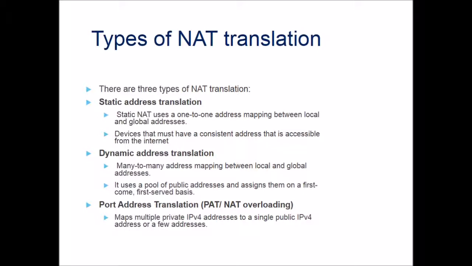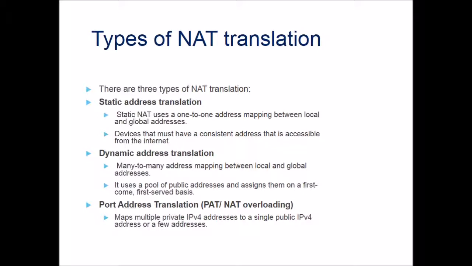Now we are going to talk about types of NAT translation. Static NAT uses a one-to-one mapping of local and global addresses, and it's very useful for devices that must have an accessible address from the Internet, or even for devices that shouldn't be accessible by all users on the Internet when off-site, but only for authorized personnel.